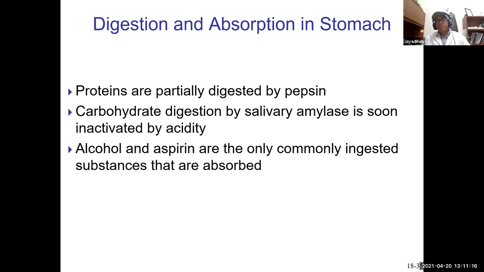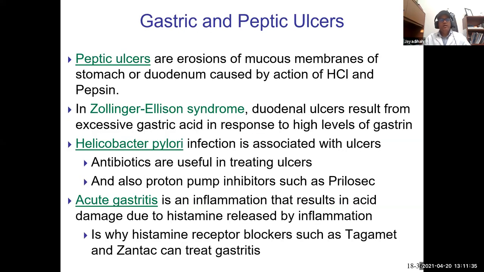Digestion and absorption in the stomach: the stomach digests protein, and there is only absorption of some alcohol, water, and aspirin. Aspirin is acetylsalicylic acid. Okay. If there is a breach of the epithelium of the stomach or duodenum, that breach or wound is called an ulcer, and it is associated with pepsin, so we call it peptic ulcer or gastric ulcer. So peptic ulcers are erosions of the mucous membrane of the stomach or duodenum caused by the action of HCl and pepsin.